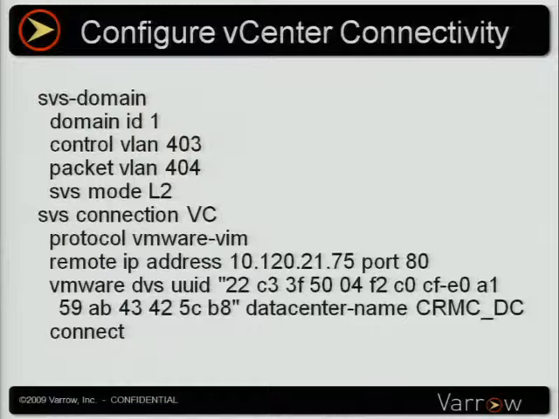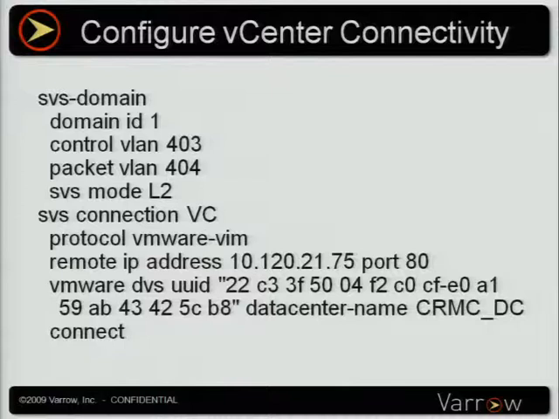And the final piece of the config is how you connect to vCenter. Domain ID, remember I said it increments. If you have 5 instances of it, they'll all be different. You tell it the control and packet VLANs. The mode is layer 2, not layer 3. And then finally, it's just the remote IP address. And then the connect.